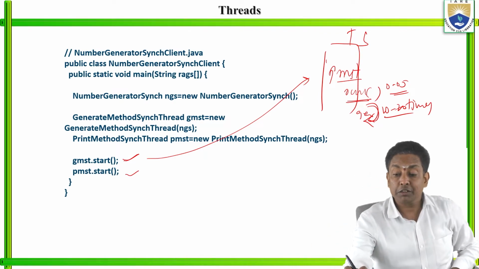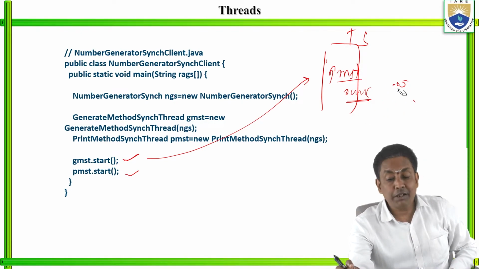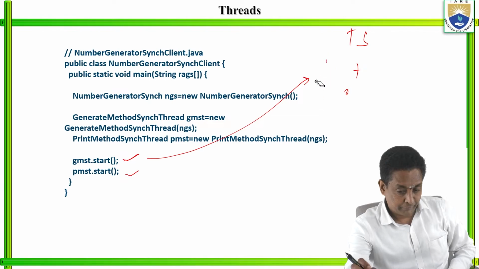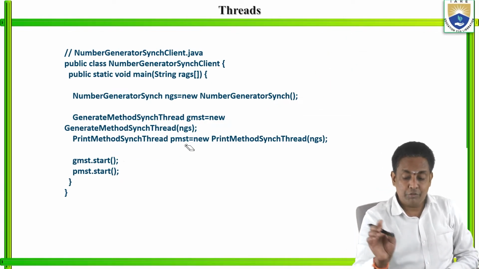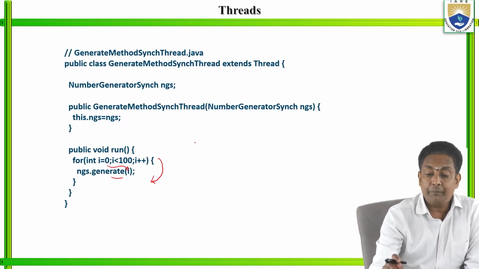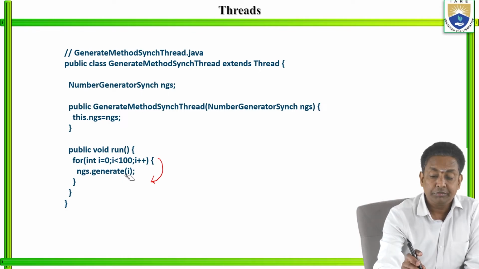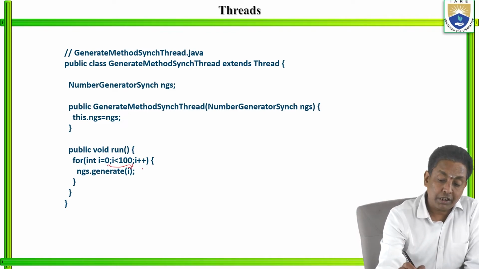So first time the method is called, value 0 is passed into the generate method, and that value has been consumed. Now what happens? This time value 1 will be passed. Once again, the control will come here, and once again the value 1 will be passed. Previously 0, now this time 1.